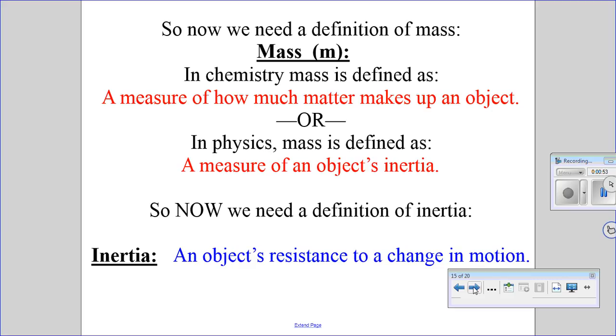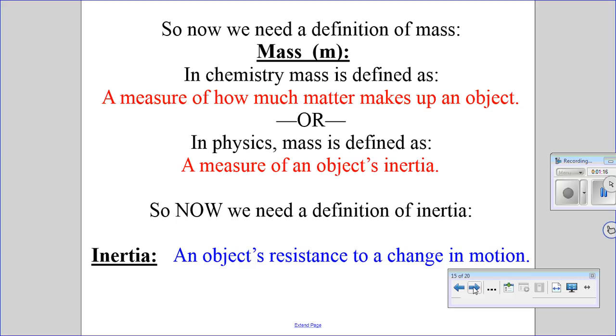And a lot of physics textbooks define mass as a measure of an object's inertia. Which is great, but then we have to define what inertia is. So here's what inertia is. Inertia is an object's resistance to a change in motion.